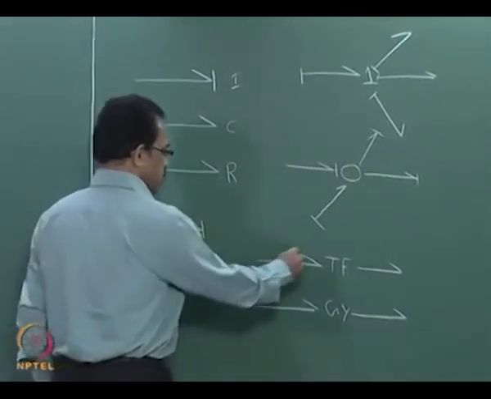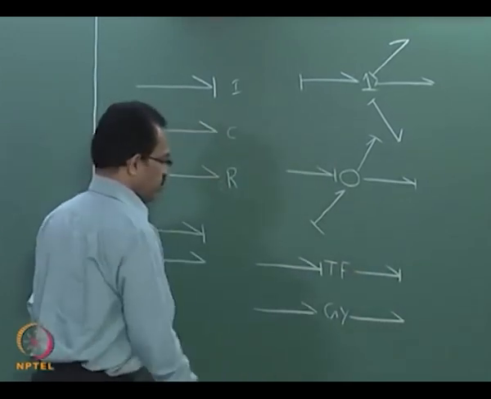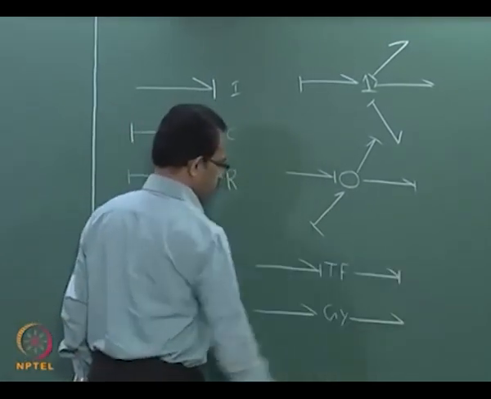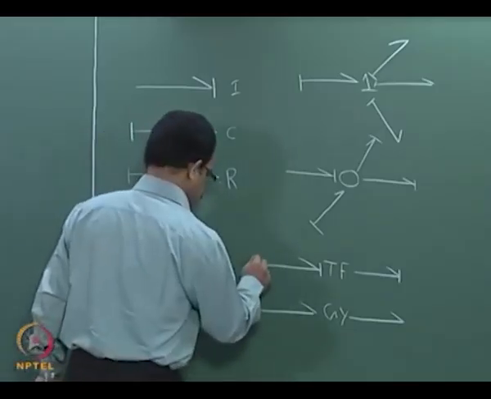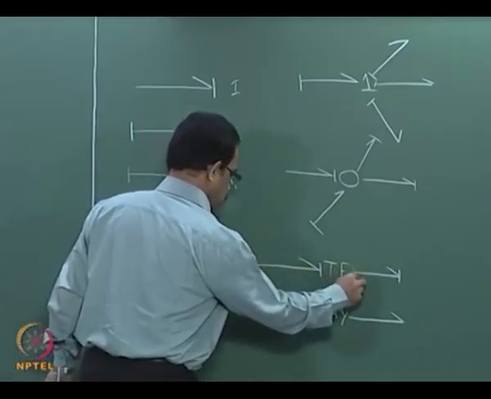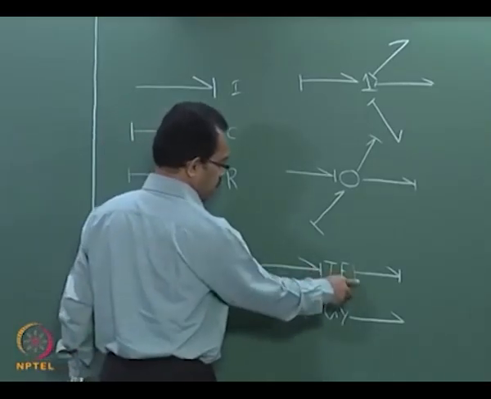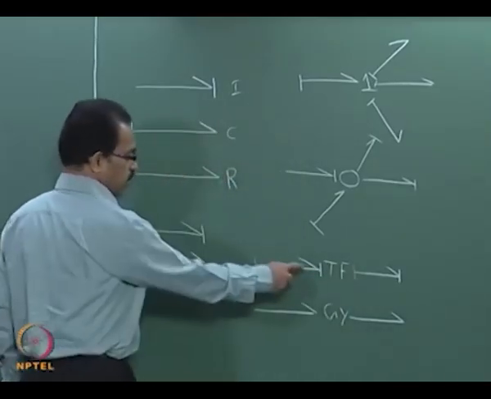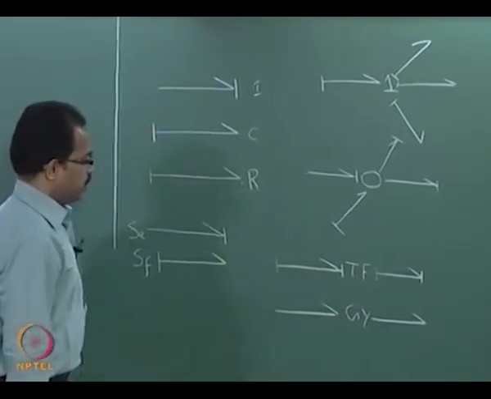For the transformer, you can have a causality like this, either like this, that means the effort or the flow is calculated here and the flow is calculated here, or you can have a causality here also. So any one of these. If this stroke is on this side, then here also it will be on this side. So you can have either this or this for the causality for the transformer.